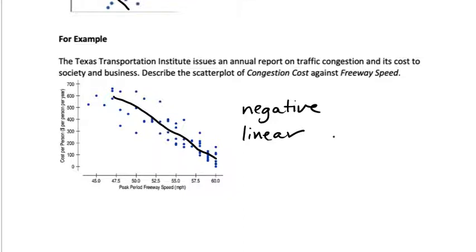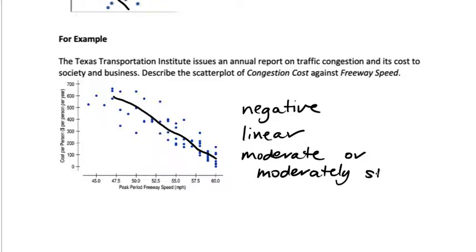And then for strength, I would say maybe moderate or moderately strong. There's a little bit of an opinion when it comes to determining the strength of an association. And then lastly, are there any outliers? I don't really see any, so I would say no outliers.